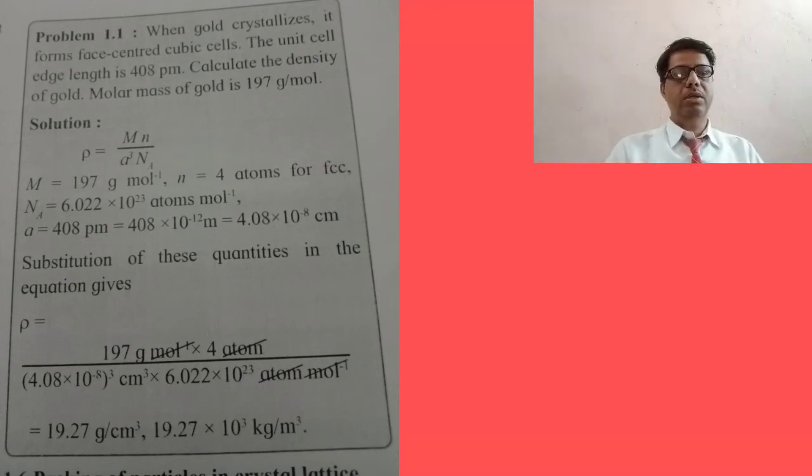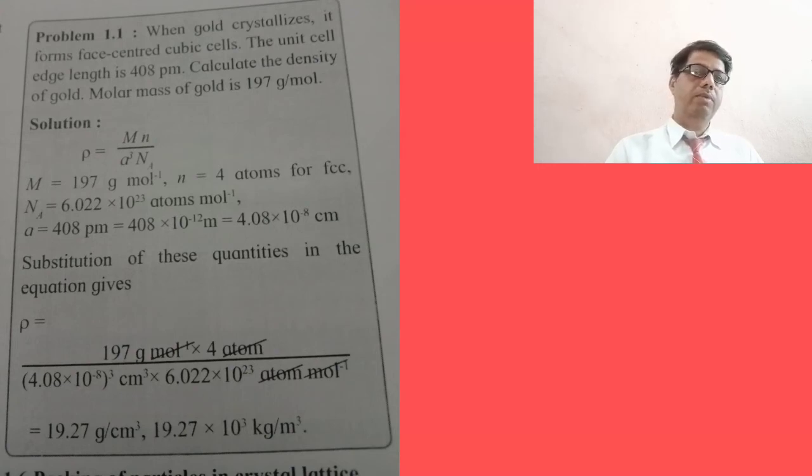So what is the solution? The formula of density, rho, equals capital M into N divided by A cube into Na, that is Avogadro's number. So write down the given data: M is equal to 197 gram per mole, the molar mass of gold. Next one, N. Here, how is N calculated? We just calculate the number of particles present per unit cell in the given crystal structure.